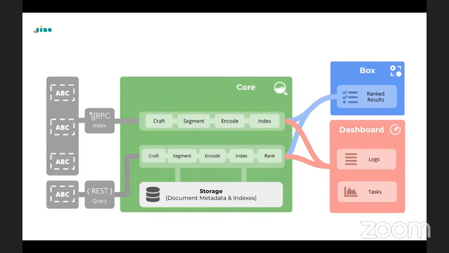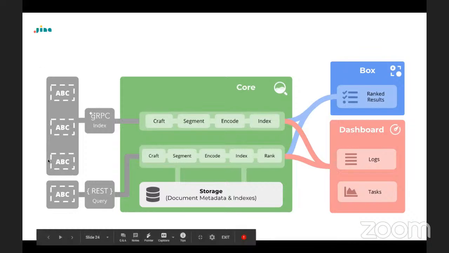So yeah, basically we have a user-facing interface called the Jina Box, where the user will search for different types of queries. And if the user wants to analyze the logs and track the progress of different tasks, we have a dashboard that helps you track the progress of ranking and indexing and so on. And this is the core where the different pods are running, storage where the data is persisted. And yeah, this is the input of the train module.